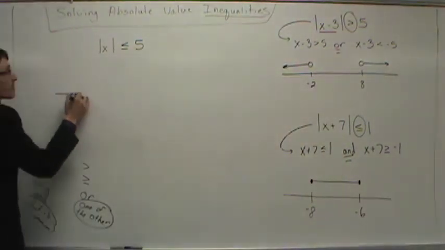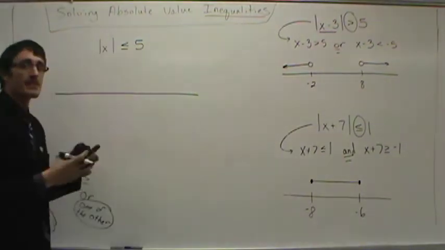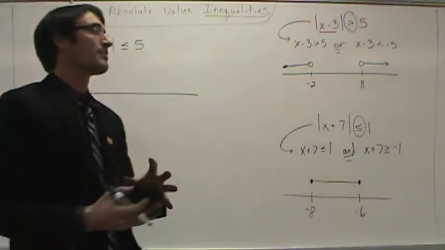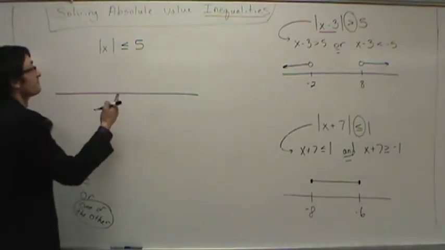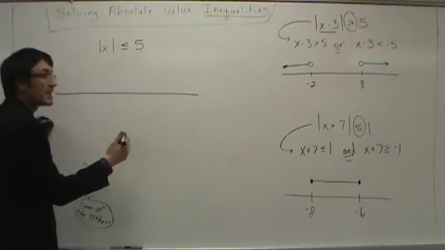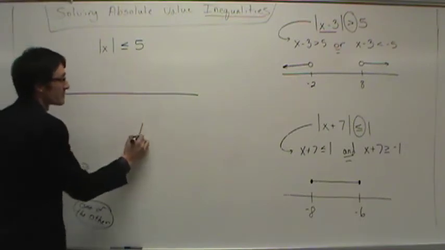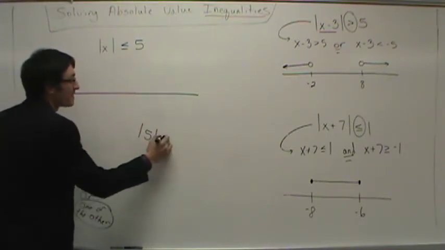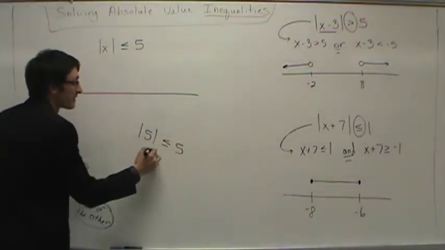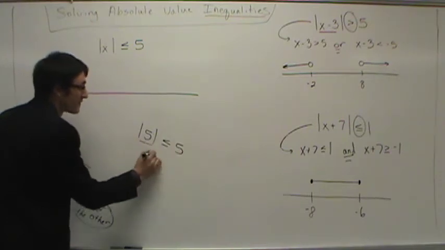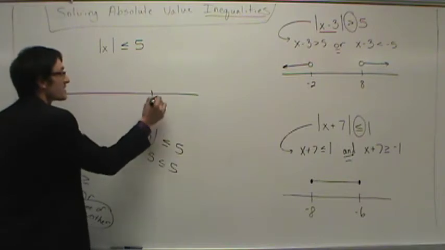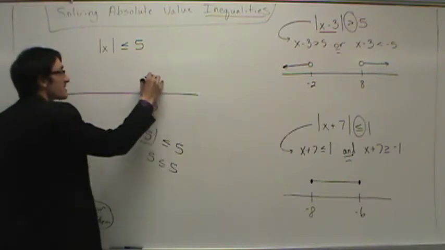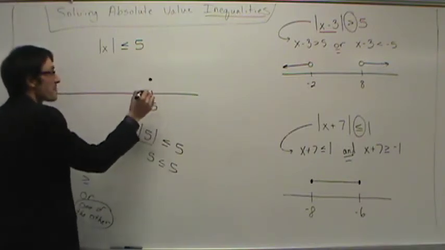So first off, we're going to figure out what would make this true. Would 5 make this true? Yes, because we have less than or equal to. The absolute value of 5 is 5. So is 5 less than or equal to 5? Yes, this is true. So here's 5. Does 5 make it true? Yes. So 5 is a solution. Put a closed dot.